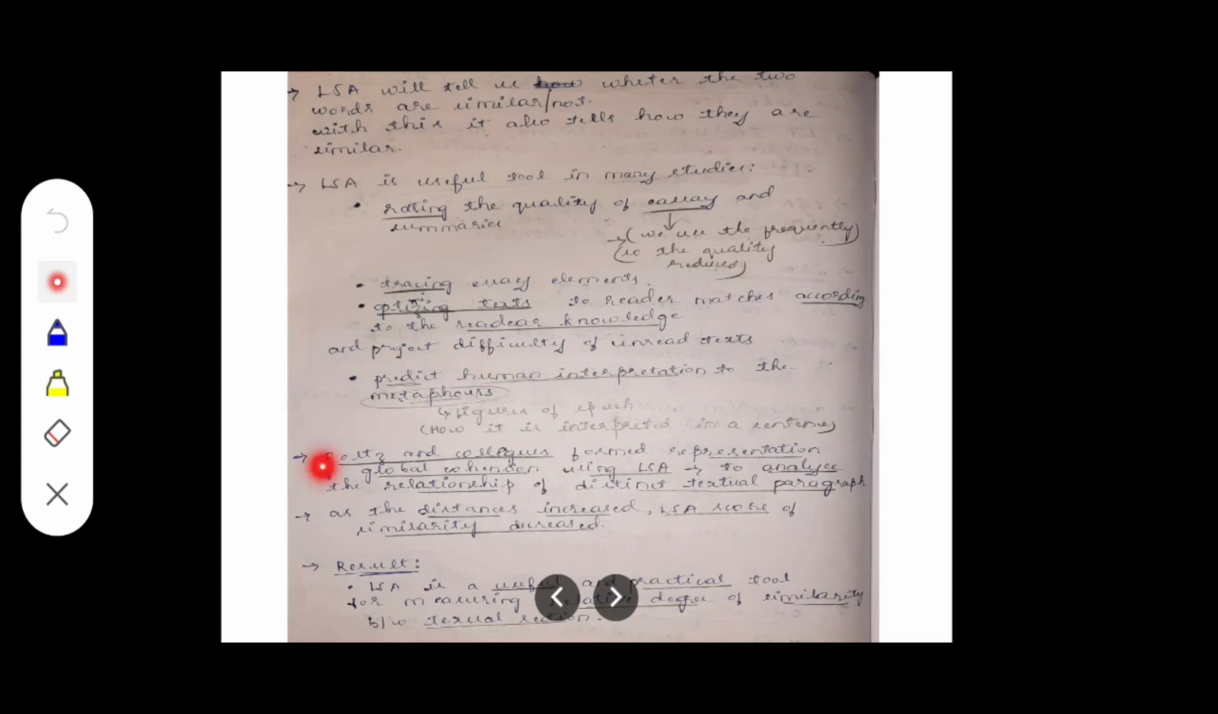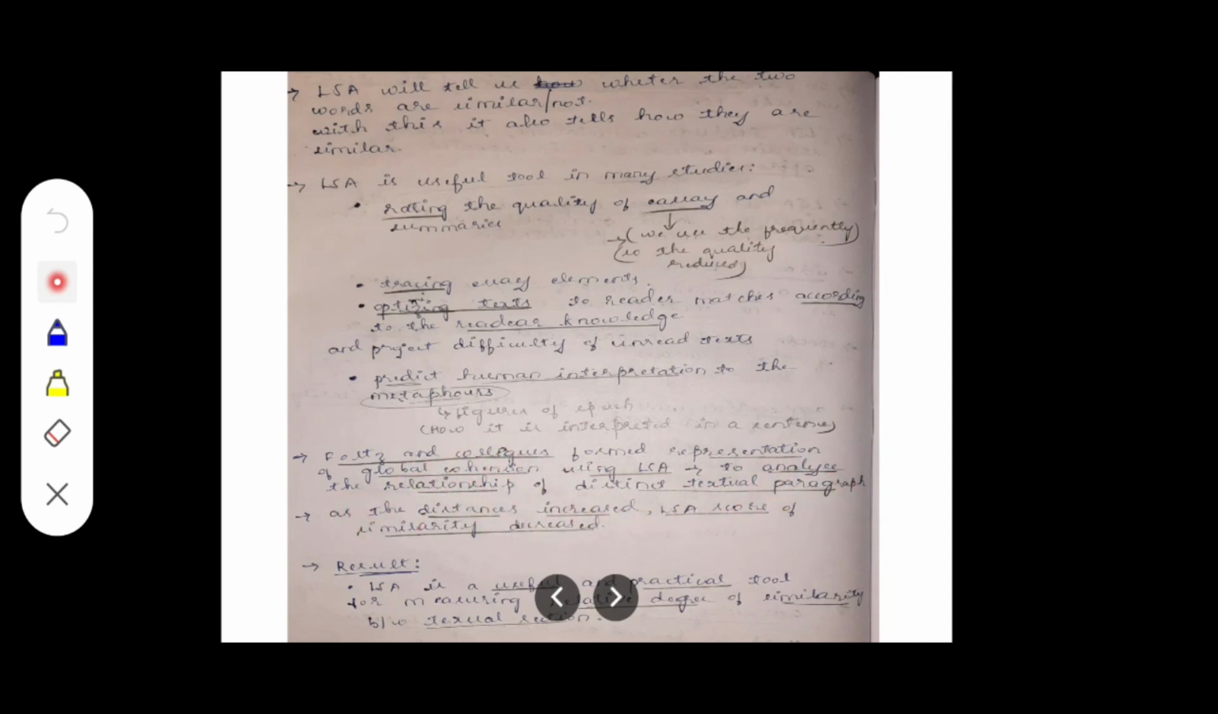And also Foltz and his colleagues. Foltz, a scientist, and his colleagues formed a representation of global cohesion using LSA. Why did they create this? To analyze the relationship of distinct textual paragraphs. They created these experiments, or tests, to analyze the relationship among distinct texts.